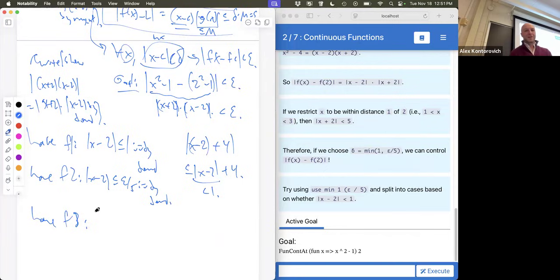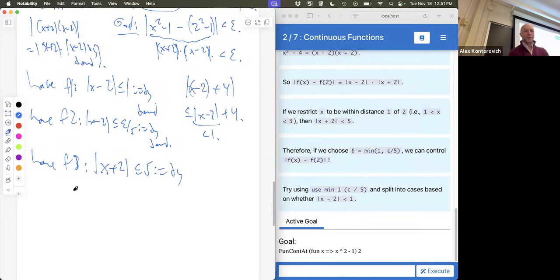Yeah, let's just go straight to it. Absolute value of x plus 2 is less than or equal to 5. This is going to be by, first we can rewrite, show x plus 2 is equal to x minus 2 plus 4. This is by ring. Everybody with me?